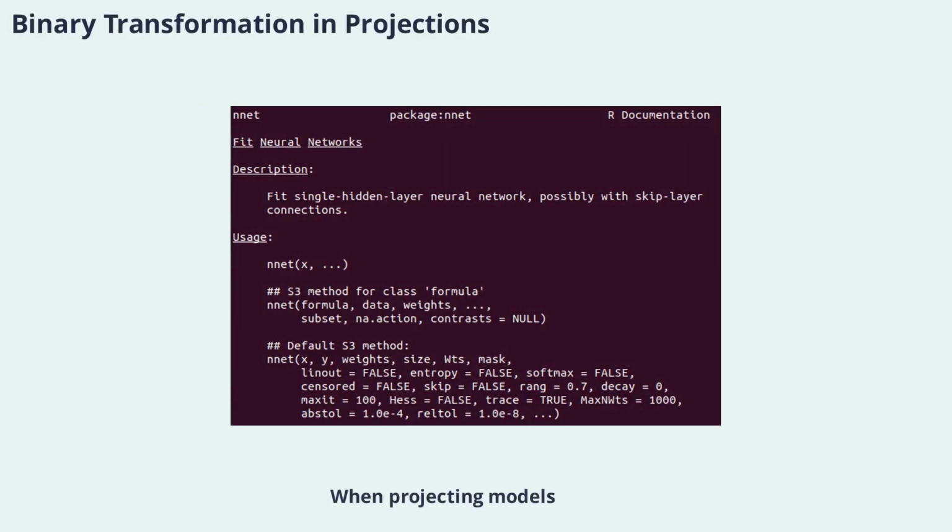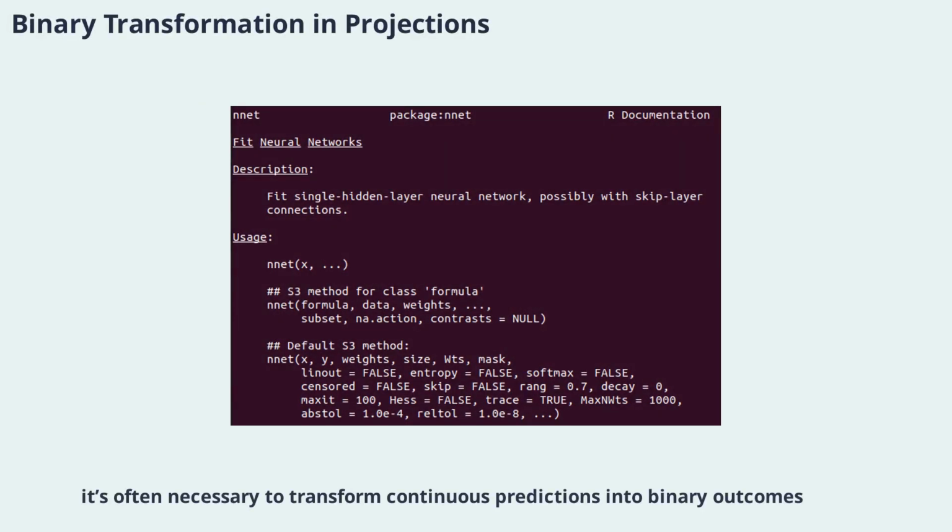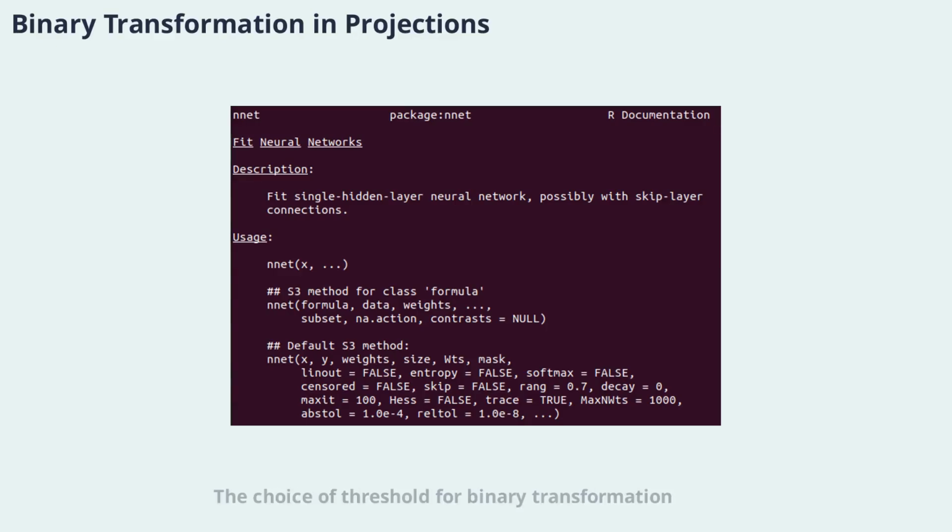When projecting models, it's often necessary to transform continuous predictions into binary outcomes. This allows for clear interpretation of presence and absence under new conditions. The choice of threshold for binary transformation should be consistent with the evaluation step, ensuring comparability across models and scenarios.